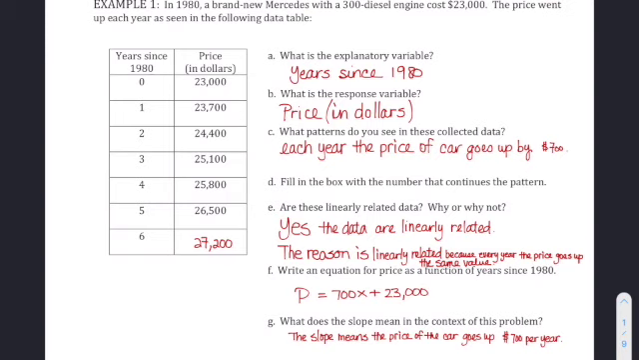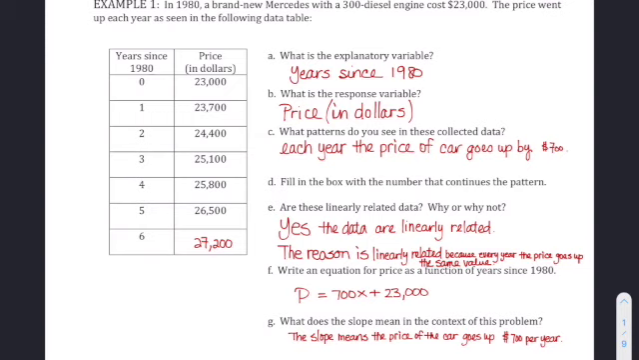E, are the data linearly related? Why or why not? Yes, the data are linearly related, because they're going up by the same constant number. Don't forget, linear means a straight line. The reason it is linearly related is that every year the price goes up the same value, again $700, if you want to put it down.